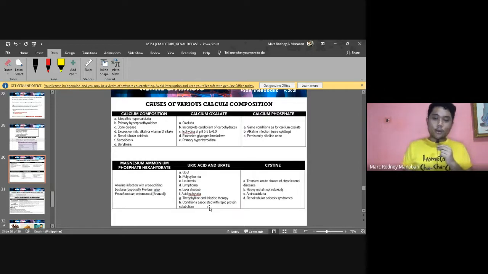Uric acid and urate, of course, gout, increased turnover of cells such as polycythemia, leukemia, lymphoma. Acid isohydria, same as CaOx, your urine pH keeps becoming acidic. And of course, conditions associated with rapid protein catabolism, so it keeps producing purines, no? All right. And of course, cystine, cystinuria, cystinosis we mentioned, but renal calculi are more common in cystinuria. So inherited defects, all right, aminoaciduria and renal tubular acidosis are possible symptoms. All right. Okay, those are the possible causes.